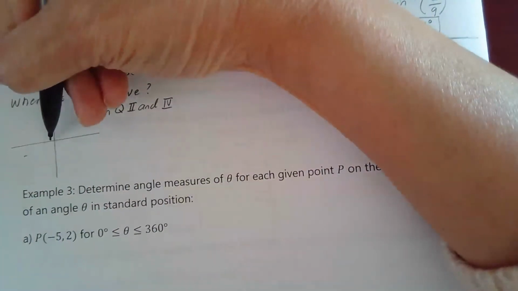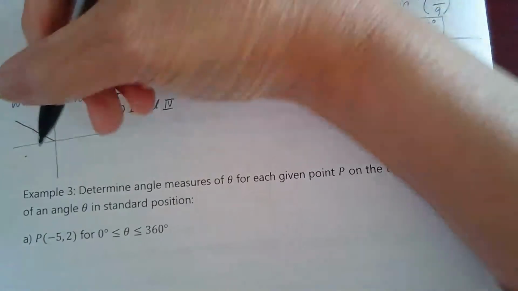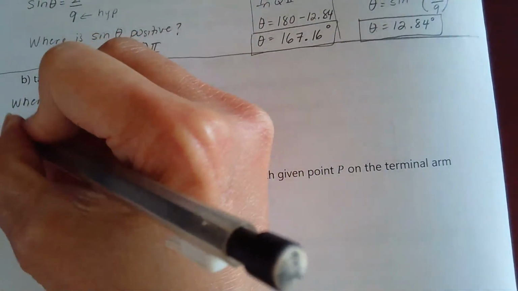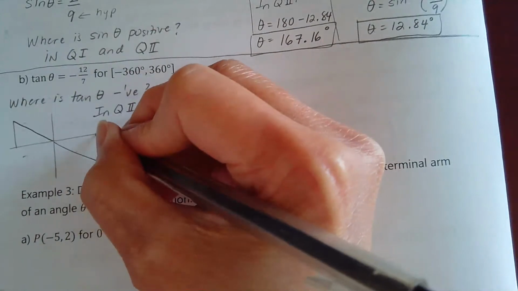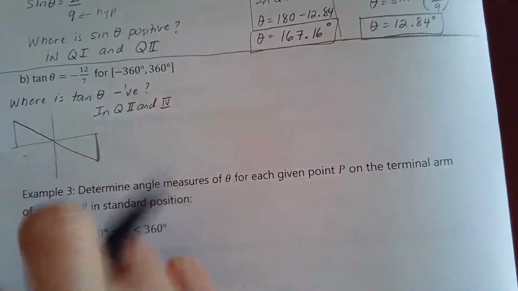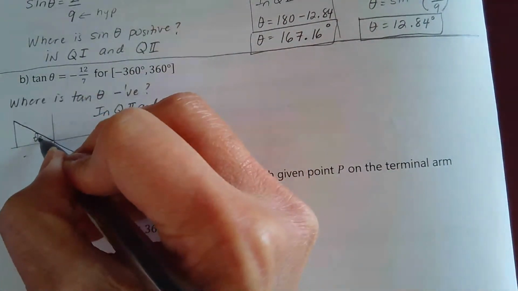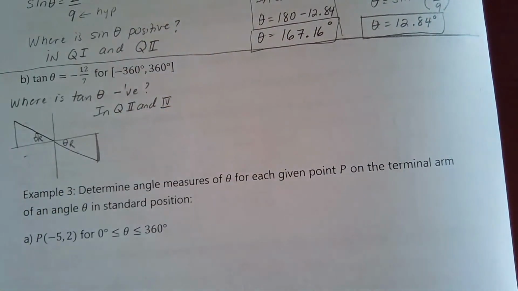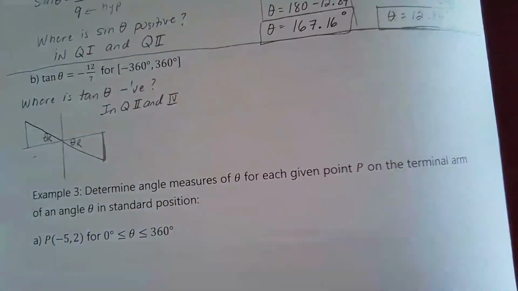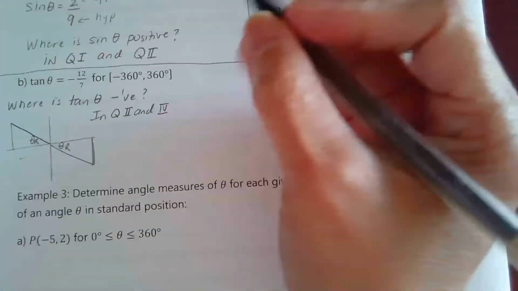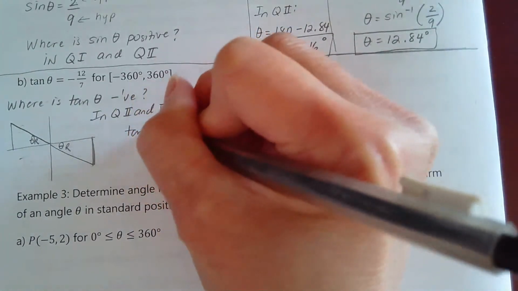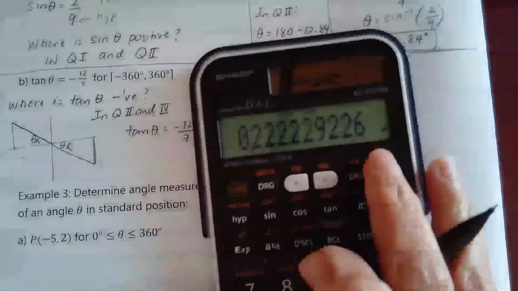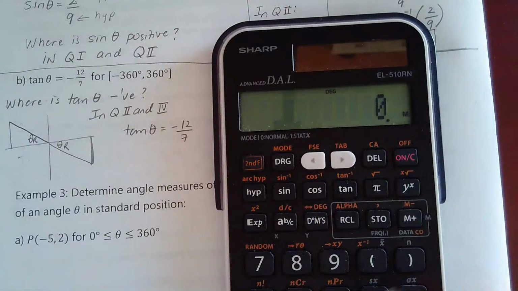So quadrant 2 and quadrant 4. What we're trying to do in here is figure out our reference angle. So let's go ahead and figure that out. What's the tan? Tan theta is equal to negative 12 over 7. Okay, so let's take out our calculator and figure that out.